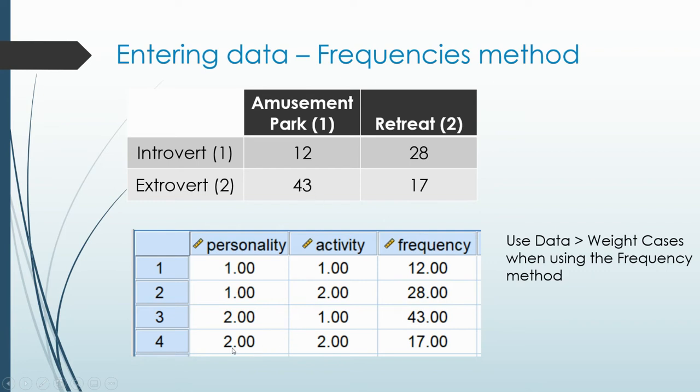And then finally, row 4 represents extroverts who chose the retreat, and we only had 17 people. So when setting up your grid for your assignment, you will need to put in some names of some variables here and include a frequency column. And so you will need to put the name of the variable in here.